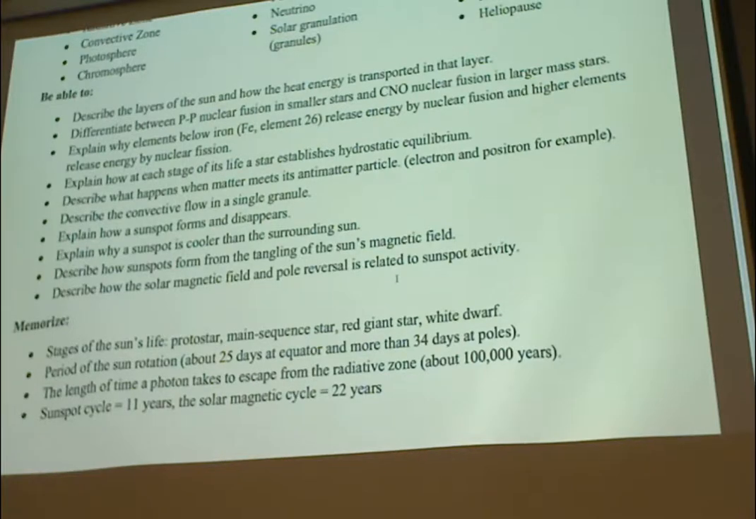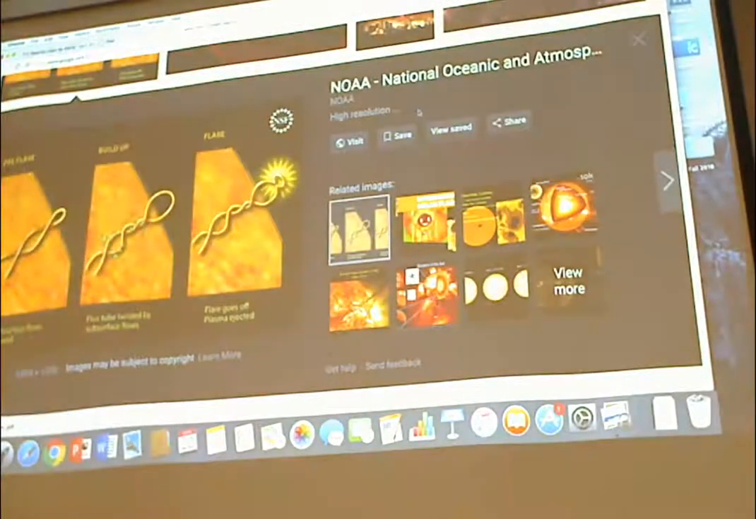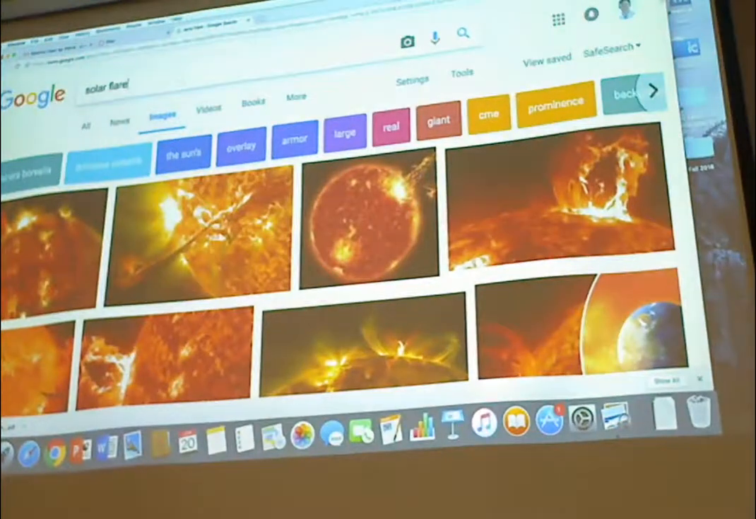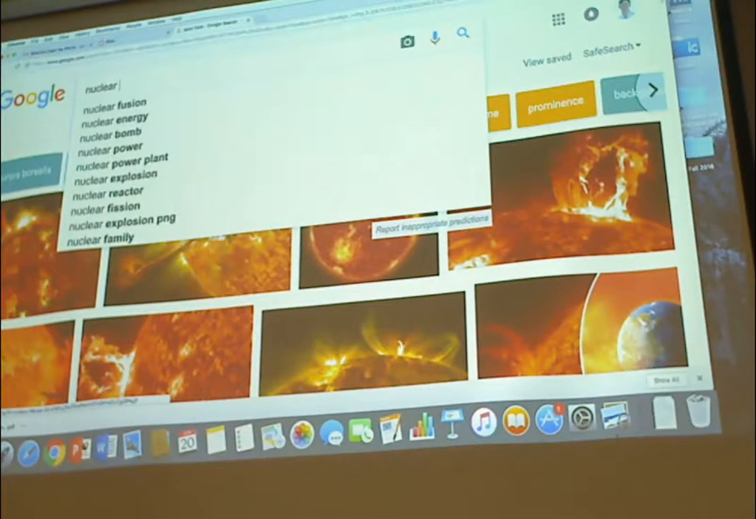Explain why elements below iron, Fe, element 26, release energy by nuclear fusion, and higher elements release energy by nuclear fission. So the concept that we're talking about is called the nuclear binding energy. We discovered it in a graph on the slide. Should we look at the picture to remind you? Nuclear binding energy.